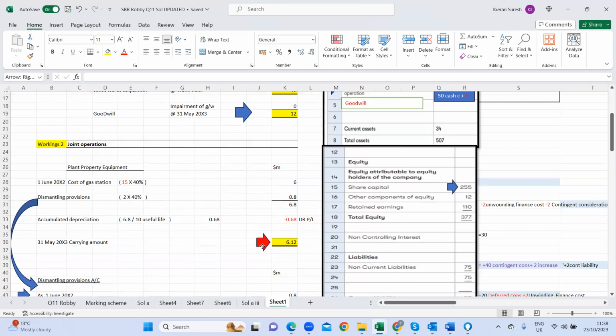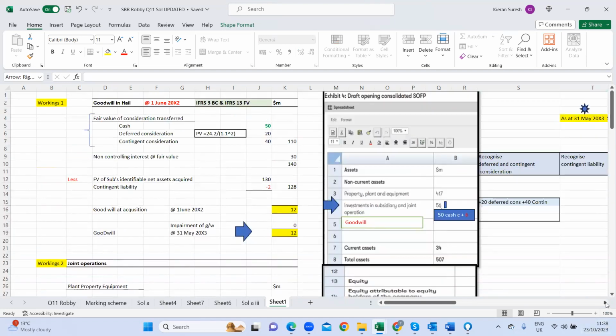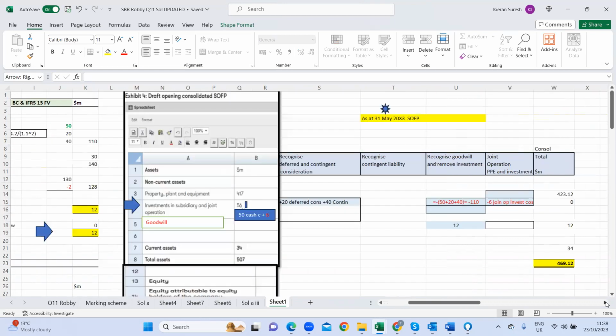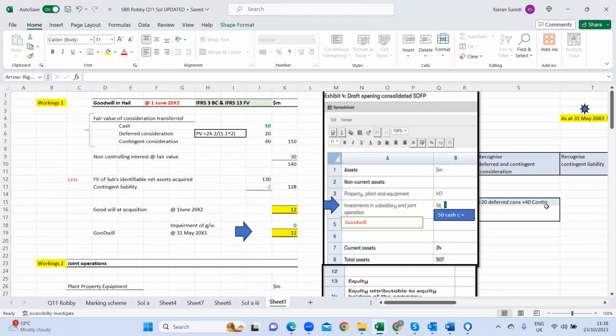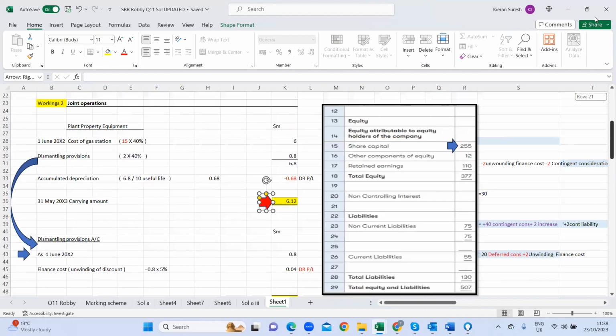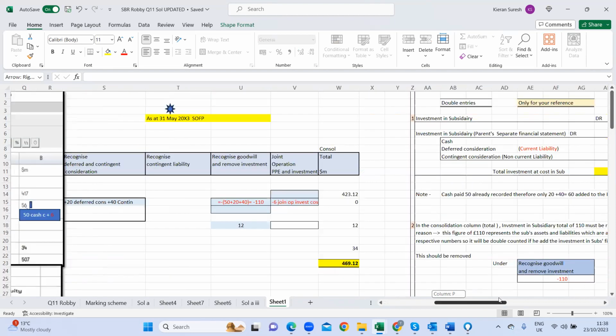I need the figure on my balance sheet, 31st of May 2030. I have an asset, which is the PPE from the joint operation, 613. Because it's a joint operation, that needs to be added to the parent's books, right? So I just need to add this to 612, and that needs to be added to the parent's books.